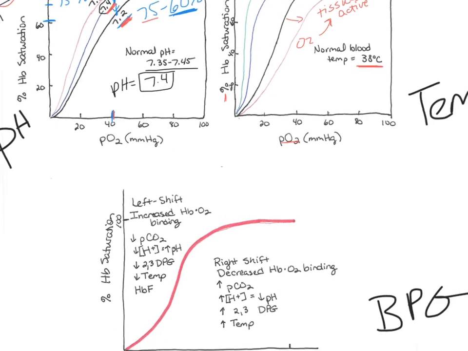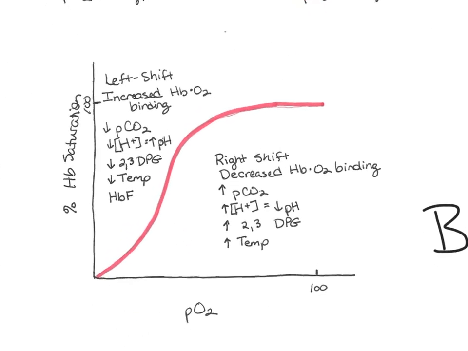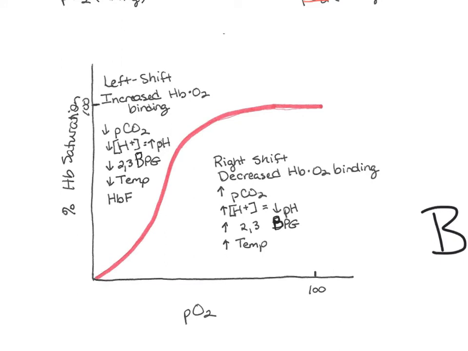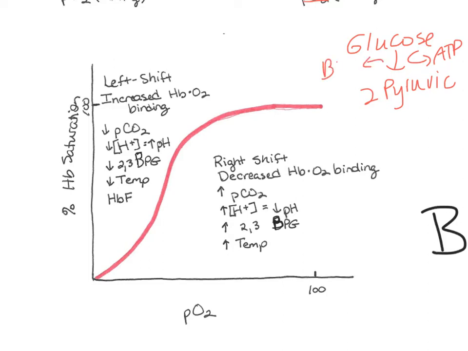Finally, we get to the third factor that affects hemoglobin saturation, which is called 2,3-biphosphoglycerate, or BPG for short. BPG is a byproduct of glycolysis. If you remember, glycolysis is the breakdown of one glucose molecule into two pyruvic acids. We're going to talk about this more when we talk about metabolism, but during this process ATP is produced, and at the same time, BPG is also produced. This process occurs in the cytosol. It doesn't occur in the mitochondria at all.